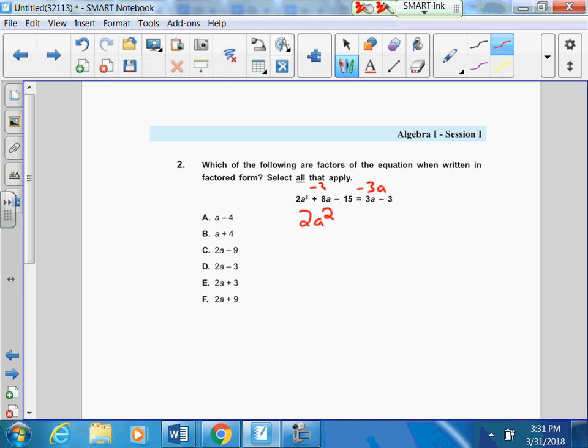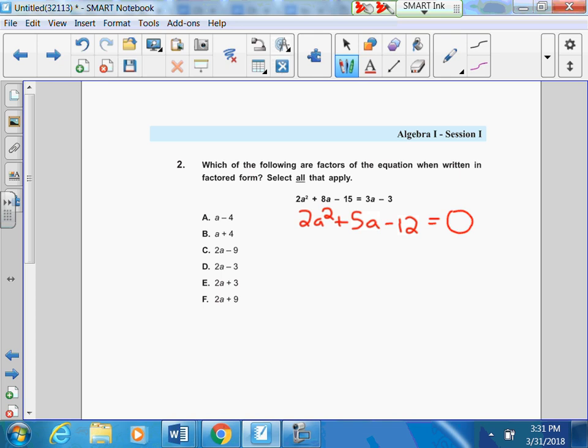You subtract it from 8a, you get 5a. I'm going to get rid of this 3 by adding 3. So you add 3 to the 15, and you're going to get negative 12. So if I move everything to the left side, and I have the right side equaling 0, that's what I'm going to have, 2a squared plus 5a minus 12. And now we're going to factor it.